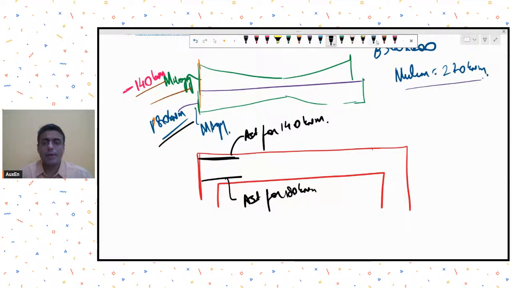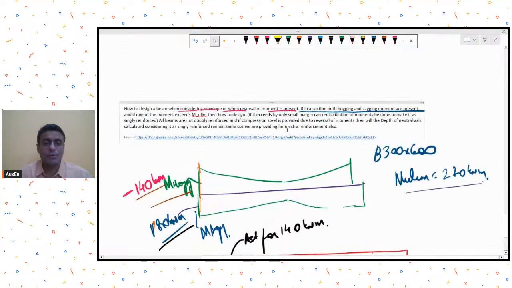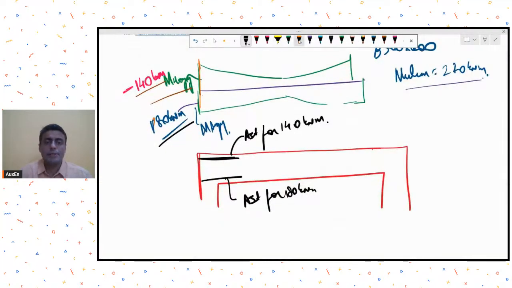Now the thing will become interesting, and that was what his point was. Let us say that in this case, I get a situation where this moment is 260 kilonewton meter, and this moment is 140 kilonewton meter. Now what is happening for this 260? Tell me what will happen. Will I require only top steel, or bottom steel, or both, or none? What will happen if this 260 kilonewton meter moment was a hogging moment at the other end? For this moment, will I require only top steel, only bottom steel?